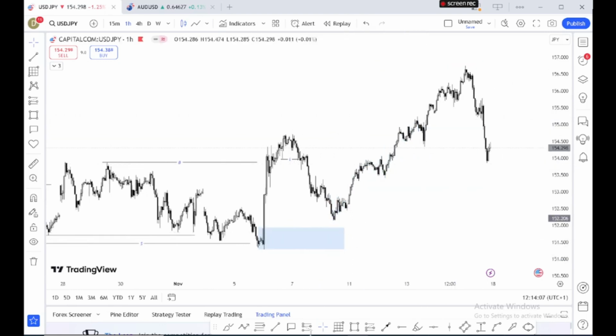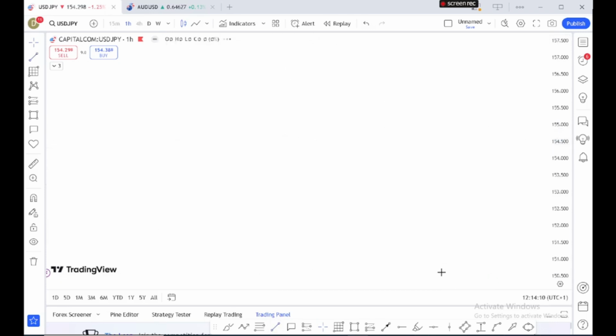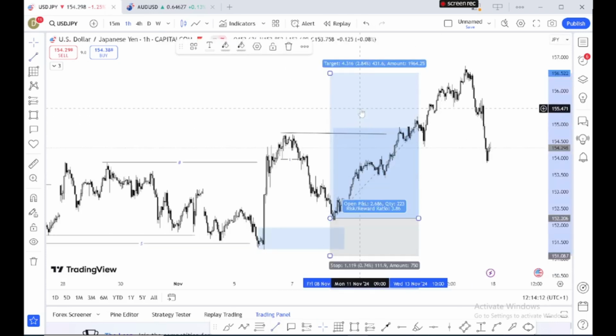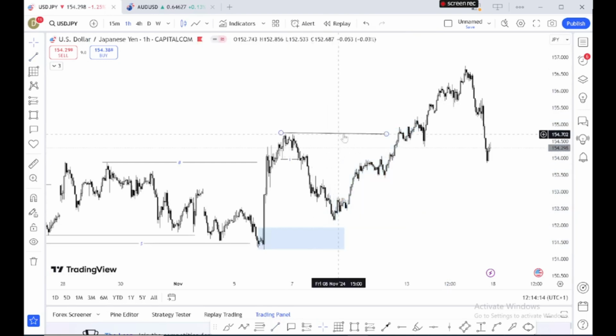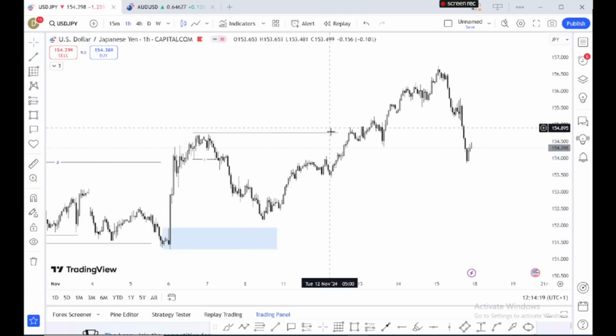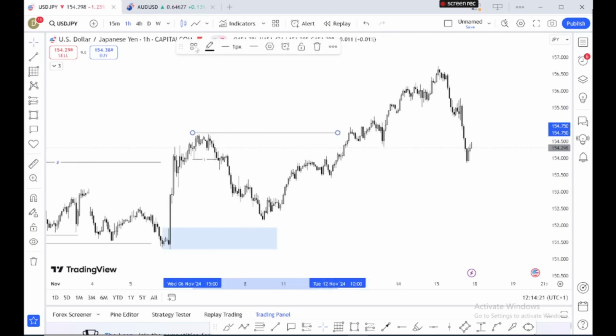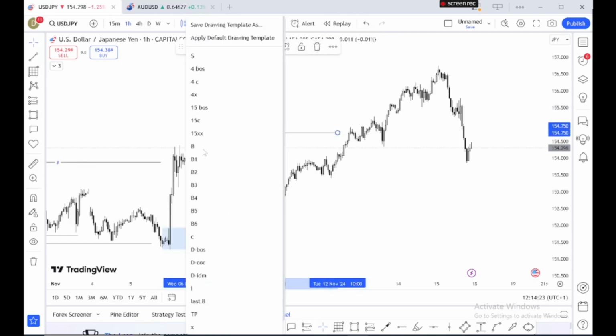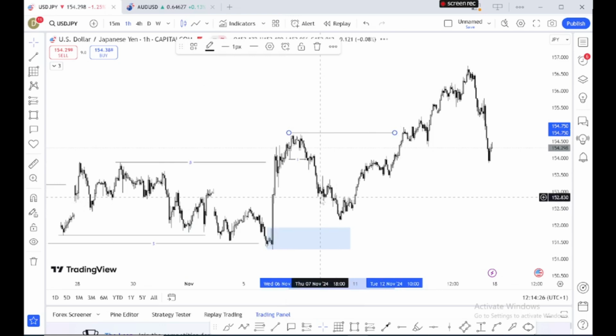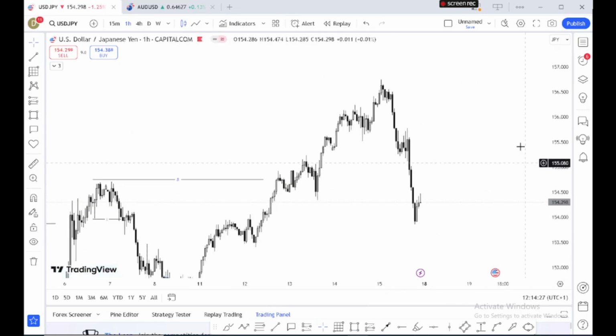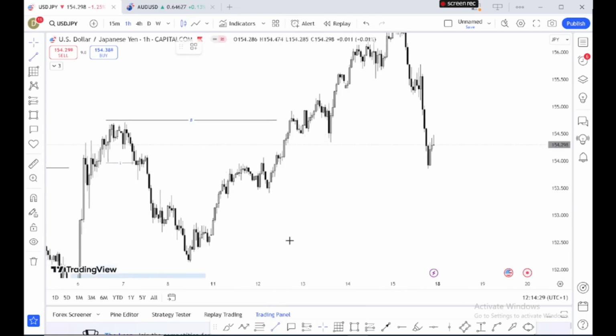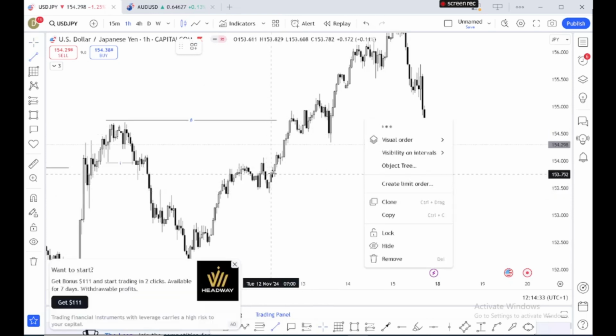So moving forward, we had a break of structure here. Let me remove this. So moving forward, we had a break of structure here. So what am I looking for next? After having a break of structure here, I need to look for inducement, which serves me like this. This is my valid inducement. This was the first inducement.